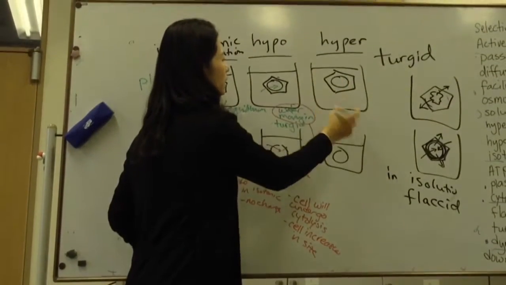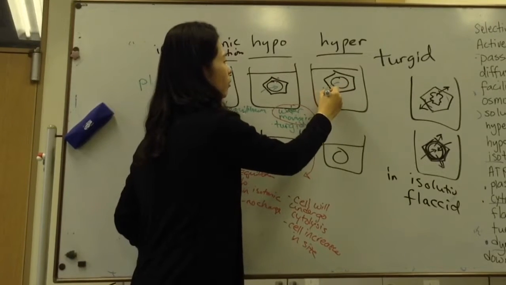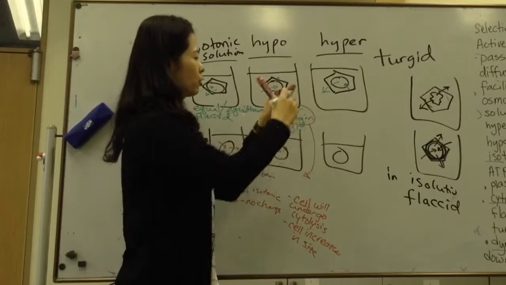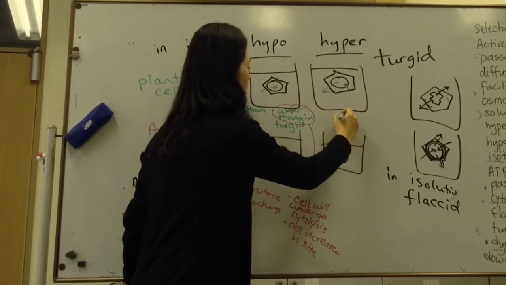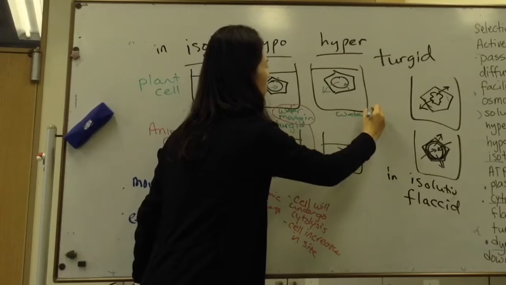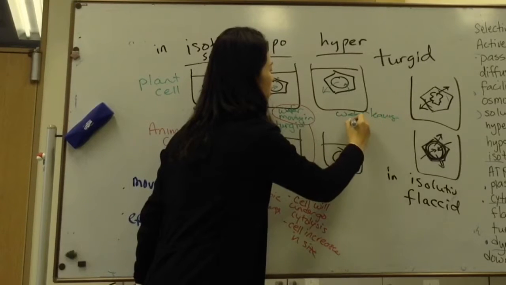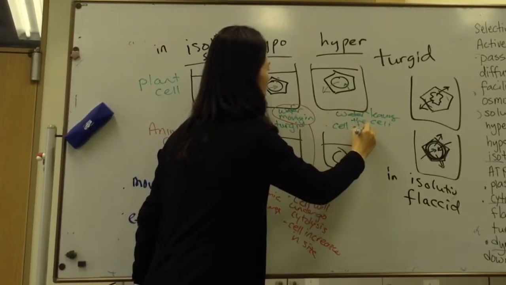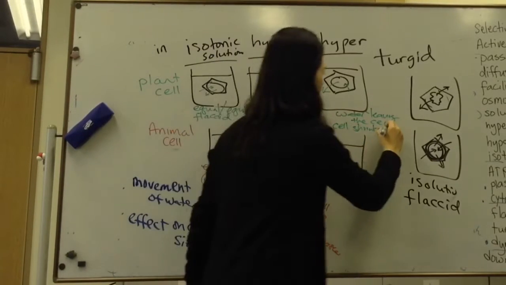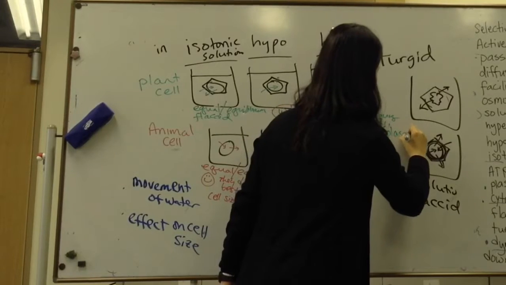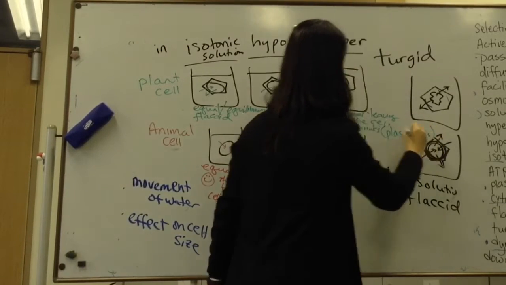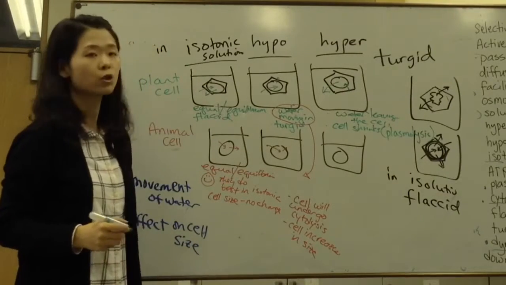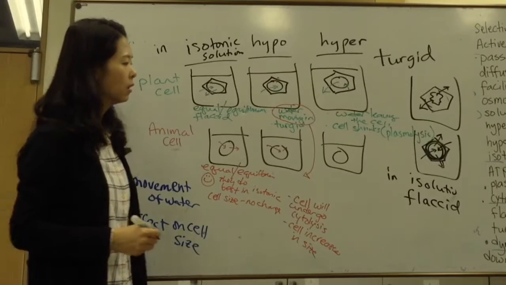All right. What will happen in a hypertonic solution? In a hypertonic solution, water will come out of the cell, so more water is coming out than going in. So it will start shrinking. Water is leaving the cell, and the cell shrinks. That's called plasmolysis. Shrinking is plasmolysis.